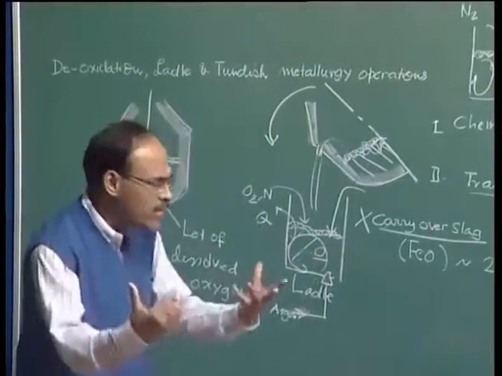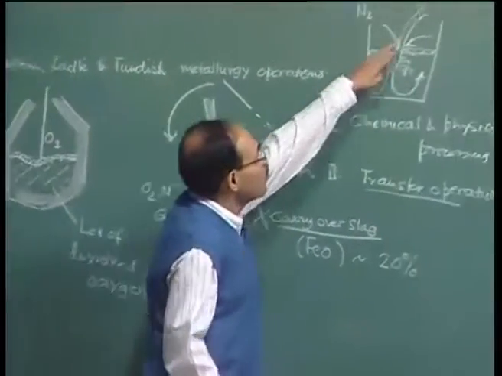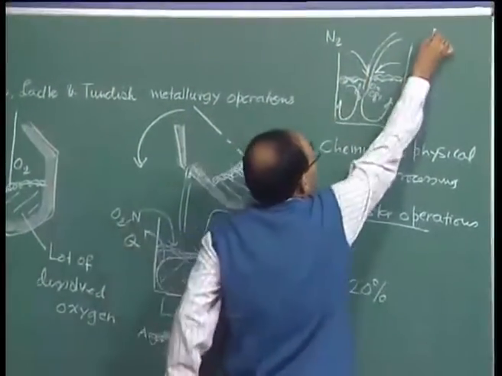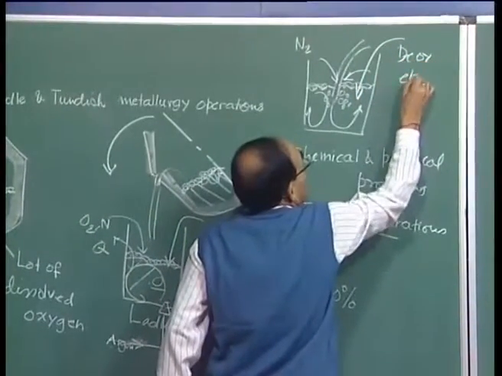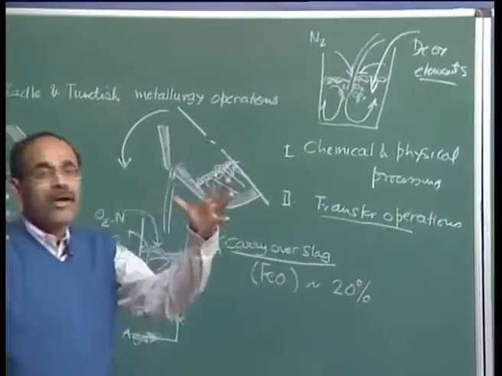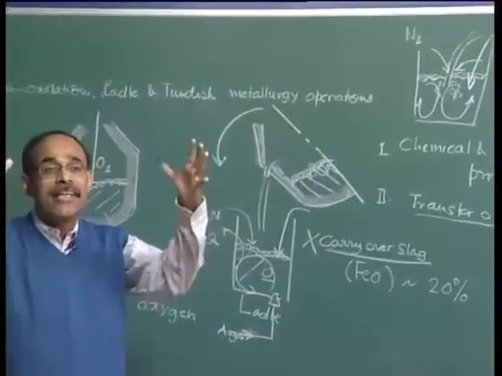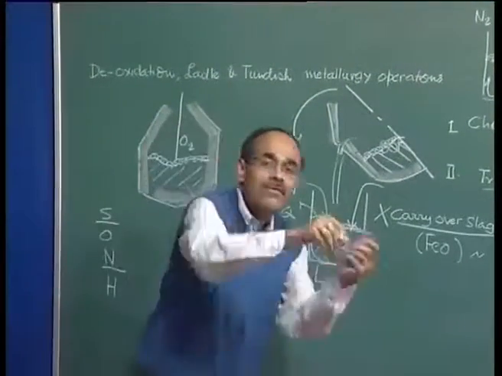So, what we can do is, as the ladle is being filled up with a stream, we can drop deoxidizer elements in bulk form. You can go to the steel plant and see that aluminum bars of this size are poured into the molten steel.